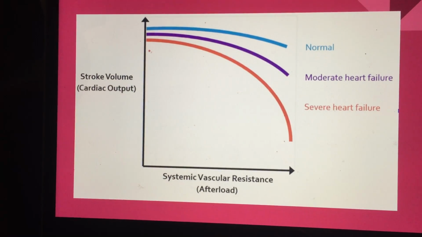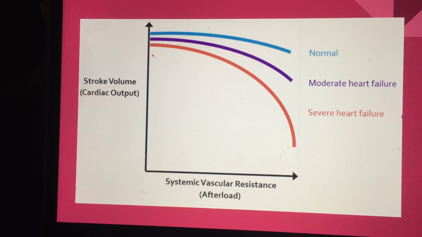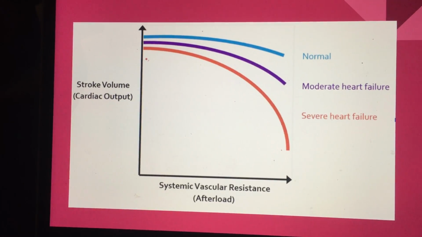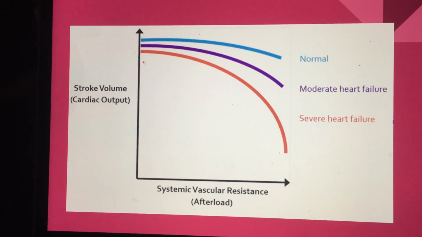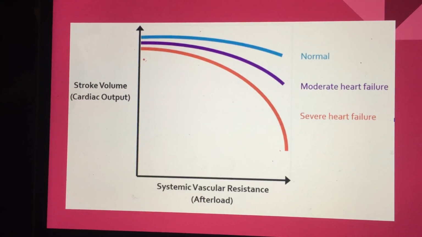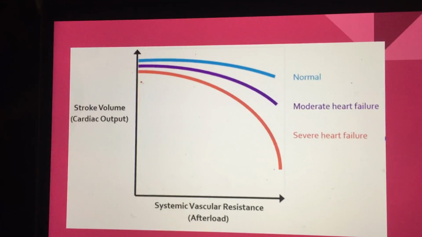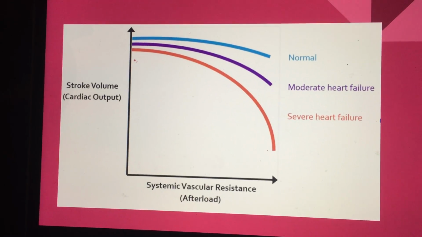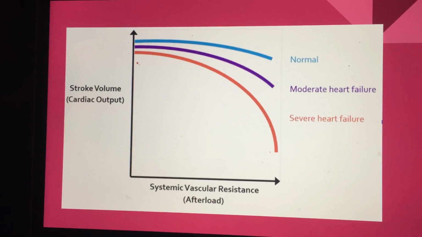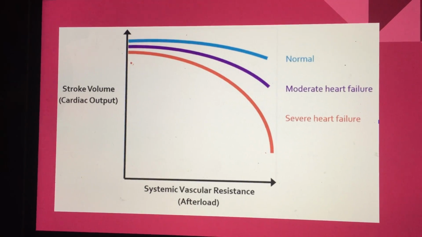Stroke volume, as I said, is affected by afterload. As afterload increases, stroke volume decreases. In a normal heart, it does not decrease too much because the heart can adjust and overcome the increased afterload pressure. In severe heart failure or even moderate heart failure, the stroke volume decreases much more when afterload increases because the heart is unable to produce pressure to overcome the vascular resistance.